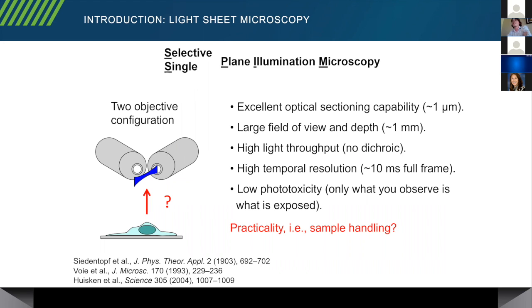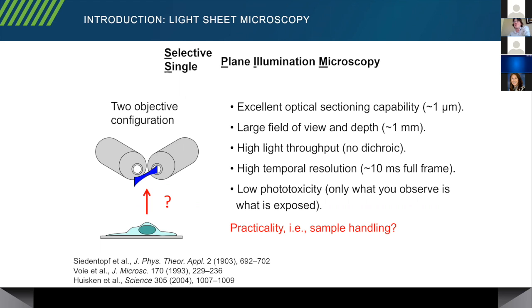So the light sheet microscope, also called selective or single plane illumination microscopy, uses two objective lenses, generally perpendicular to each other, and one objective is used to generate a sheet of light to illuminate the focal plane of the detection lens. Using this method, we can get excellent optical sectioning capability, a large field of view and depth, high light throughput, high temporal resolution, and low light exposure levels, because we only illuminate the plane that we're interested in.